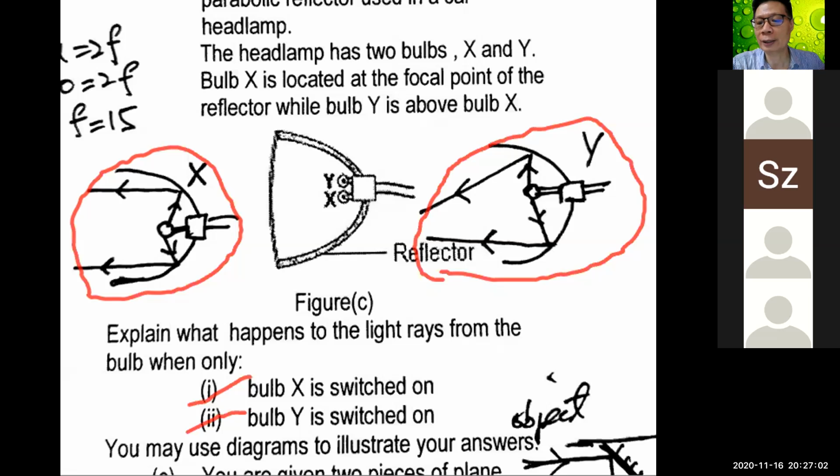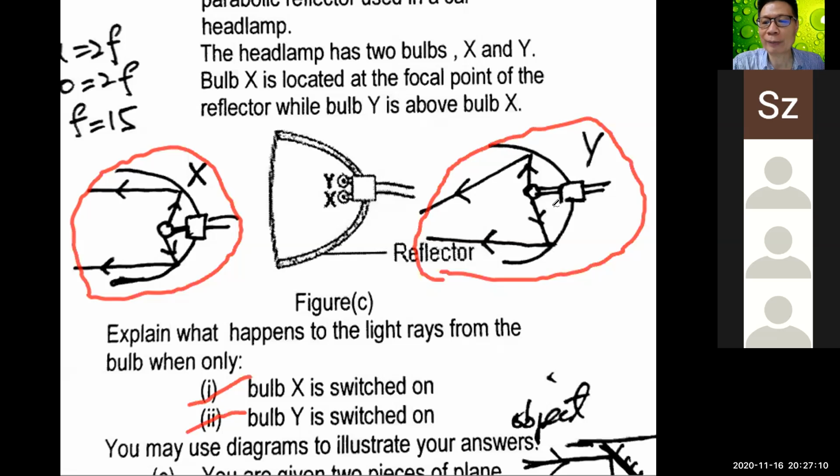Okay, let's hear from Kalai. Kalai, are you there? Yes, sir. Kalai, can you read out your answer? When bulb Y is switched on, light is reflected on the road surface by the reflector. Light travels shorter distance, therefore only short distance is brightened. Yes, okay. Thank you very much, Kalai. All right, continue to the next question.